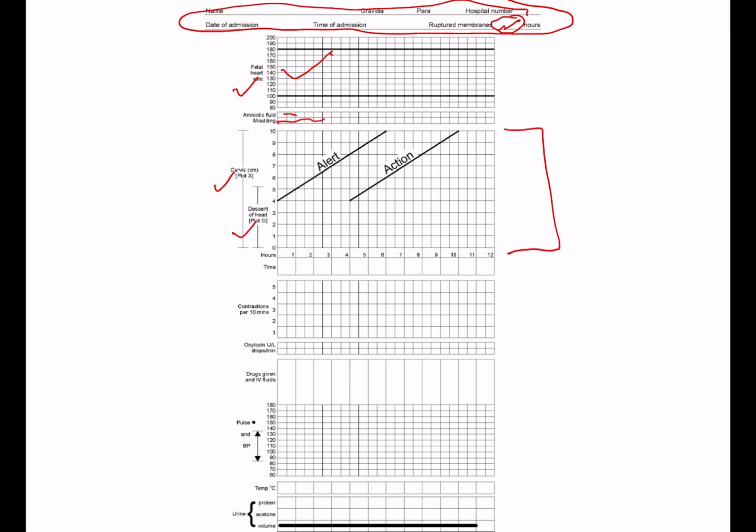And we will be plotting the information of hour and time in these boxes over here. After that, the information about the contraction in 10 minutes will be recorded in these boxes. We will be discussing detailed information on how we will be plotting and recording it in our next slide. After that, we will be recording the oxytocin drug, if it was given to the mother to induce the labor, in these boxes.